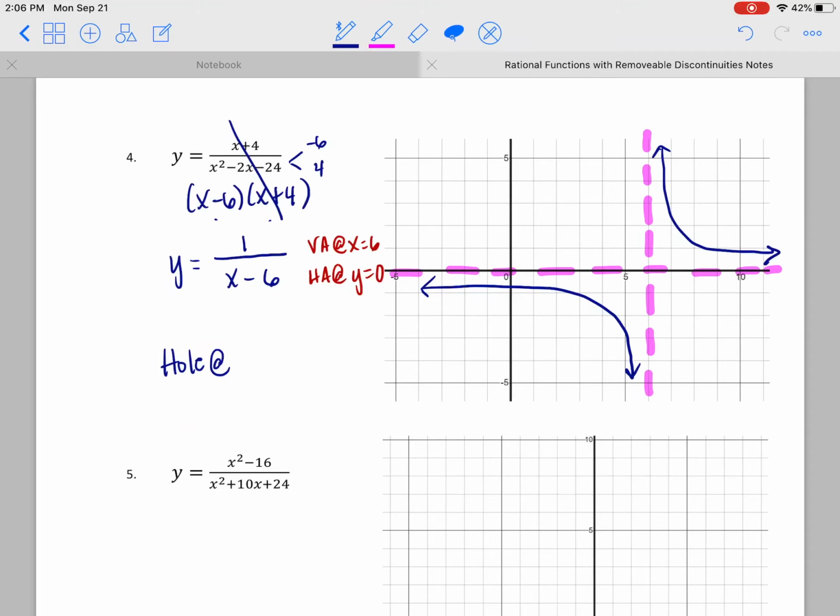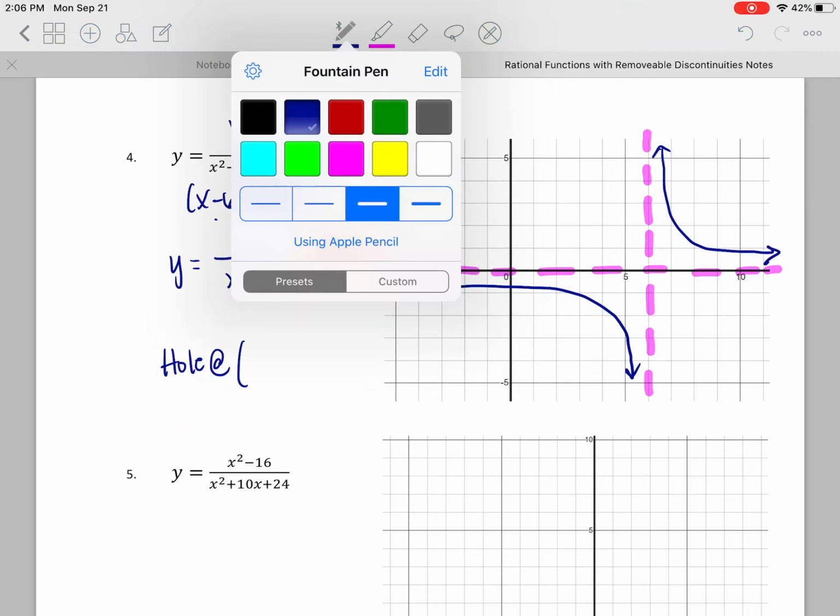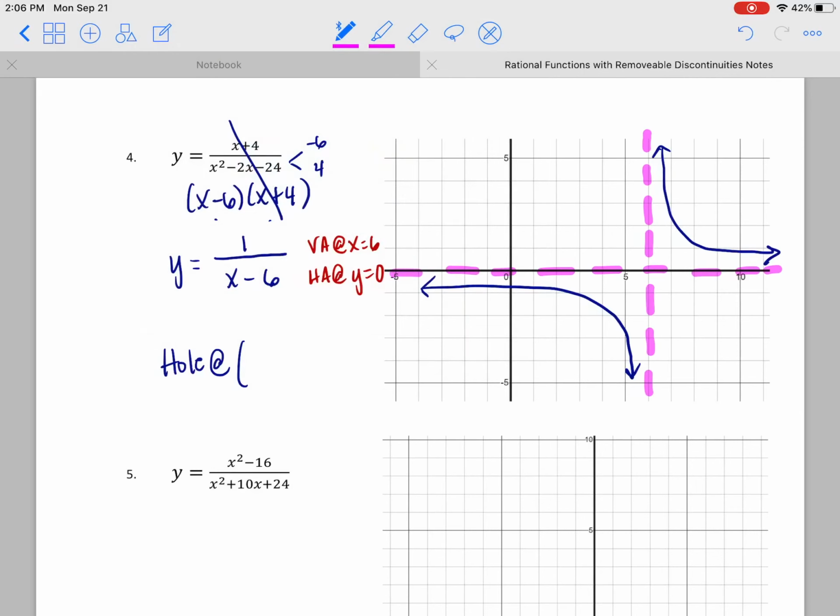There's going to be a hole at the x value for the hole. The x value for the hole is going to be the original restriction. So the restricted value that got reduced out here was x equals -4. That's going to be the x value in the hole. Now I'm going to plug that into my simplified function. So y is going to equal 1 over -4 minus 6, which is 1 over -10, or -1/10.